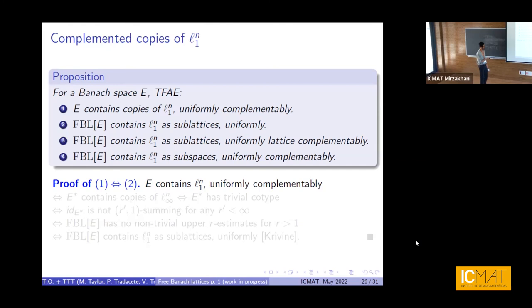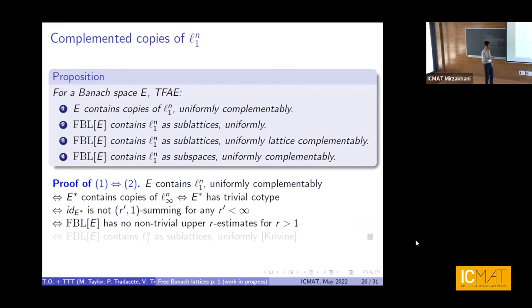So let me maybe sketch a proof of one being equivalent to two. Let's say one holds, which means that E contains uniformly complemented copies of L_1^n. If you pass to the dual, this is equivalent to saying that E star contains copies of L_infinity^n, and in this case complementability, of course, will be automatic. This is equivalent to E star having only trivial cotype. This is equivalent to saying that the identity on E star is not (1, r+)-summing for any finite r+. Of course, we always have this summability for r+ equal to infinity. And from what we have seen before, this is equivalent to the free Banach lattice not having any upper r-estimates for any r greater than one.